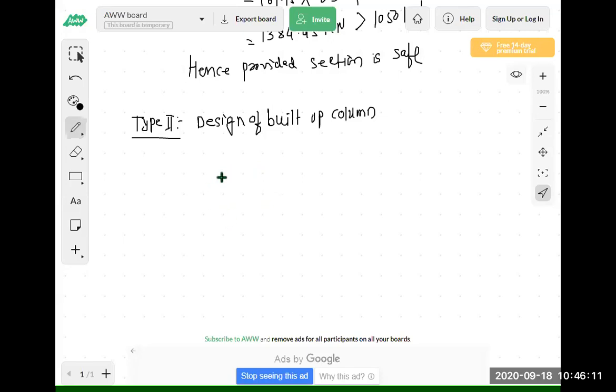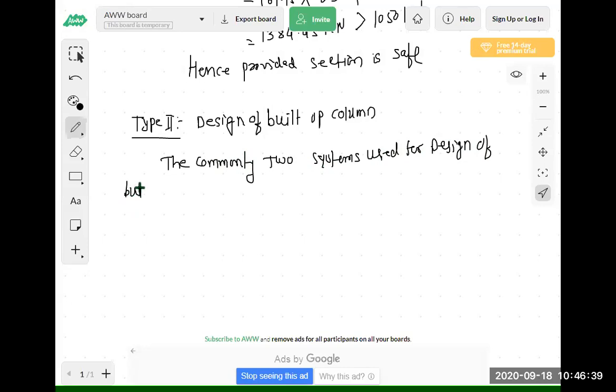And generally this built up column is designed by two systems. There are two systems. So the commonly two systems used for design of built up column.